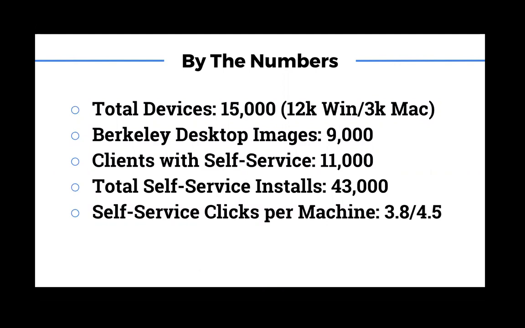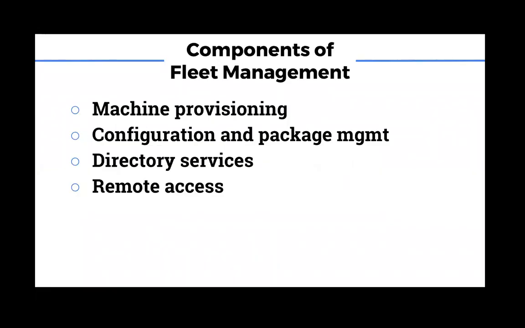One thing that is interesting to me is the 3.8 is the number of offers accepted per machine, and that's Windows, and 4.5 is the Mac. The Mac number is higher, and that's kind of interesting. The Windows one uses BigFix, and the Mac one uses Casper, and I'll talk about that a little bit more. So if we think about components of fleet management, there's roughly 4 major components. We have machine provisioning, configuration and package management, directory services, and remote access.